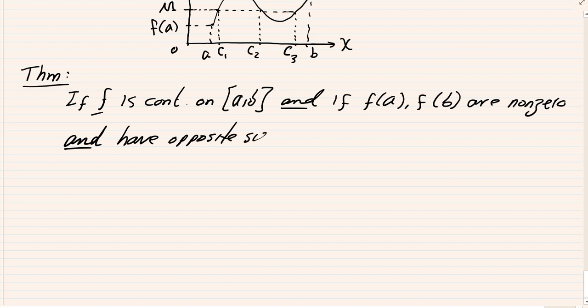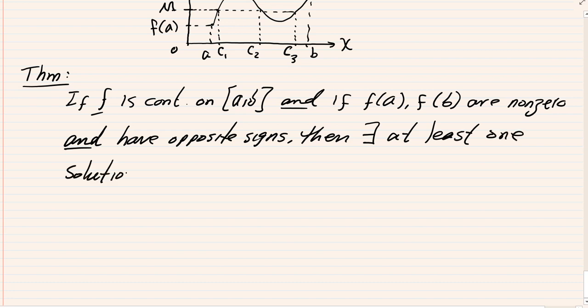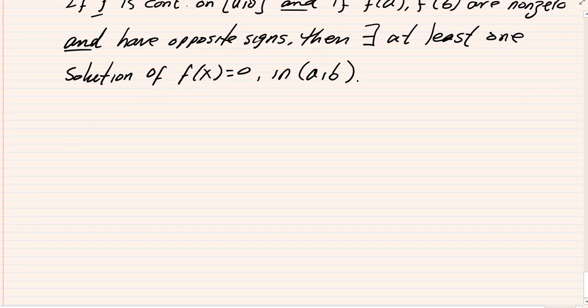So they're going to have different signs. Okay, opposite signs. Then in that case we can find there exists at least one solution. There's at least one solution of the function f of x equals 0. That's amazing. That means we can actually solve this equation. And that's going to happen in the a to b open interval. So there you go. This is a very powerful theorem now for us.